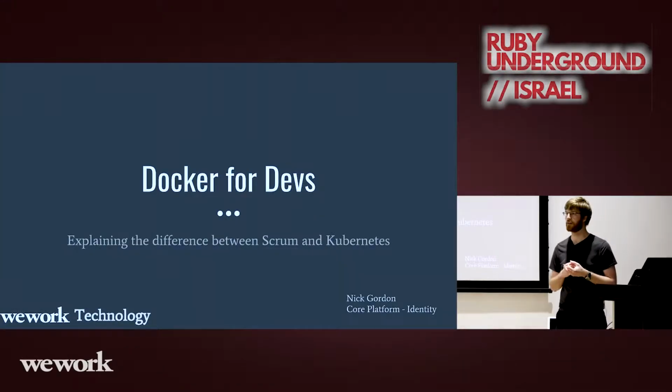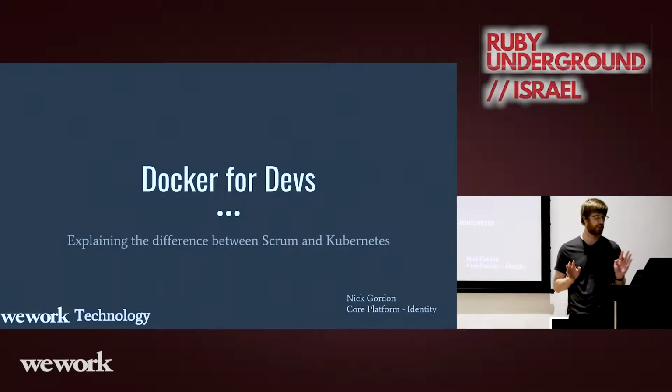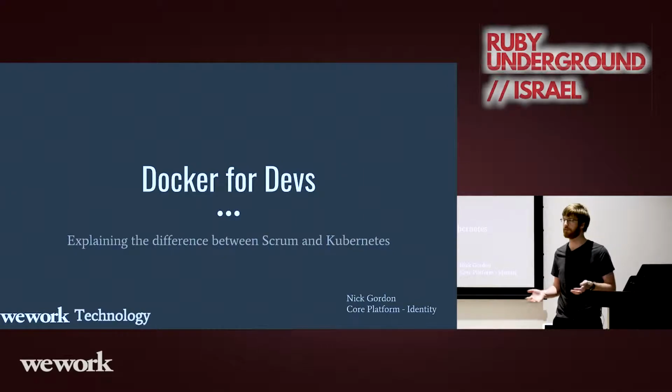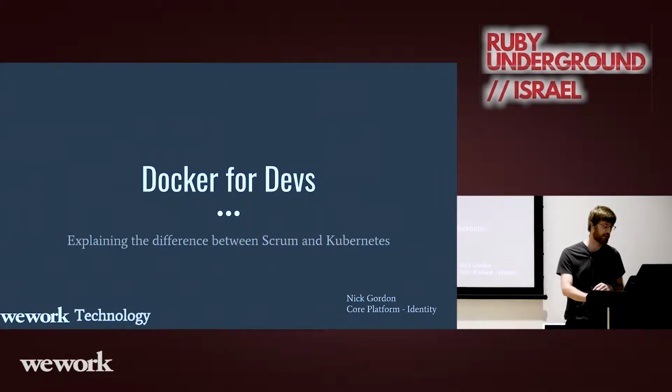This won't be too long. And the title of the talk is Docker for Devs. This is intended to be accessible. I'm not going to do any sort of crazy deep dives. And sarcastically, I decided to explain the difference between Scrum and Kubernetes.